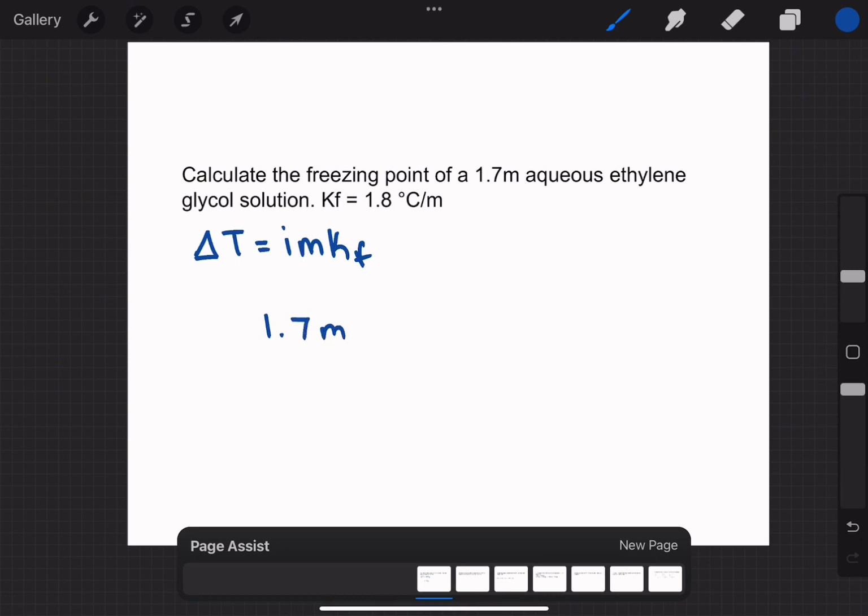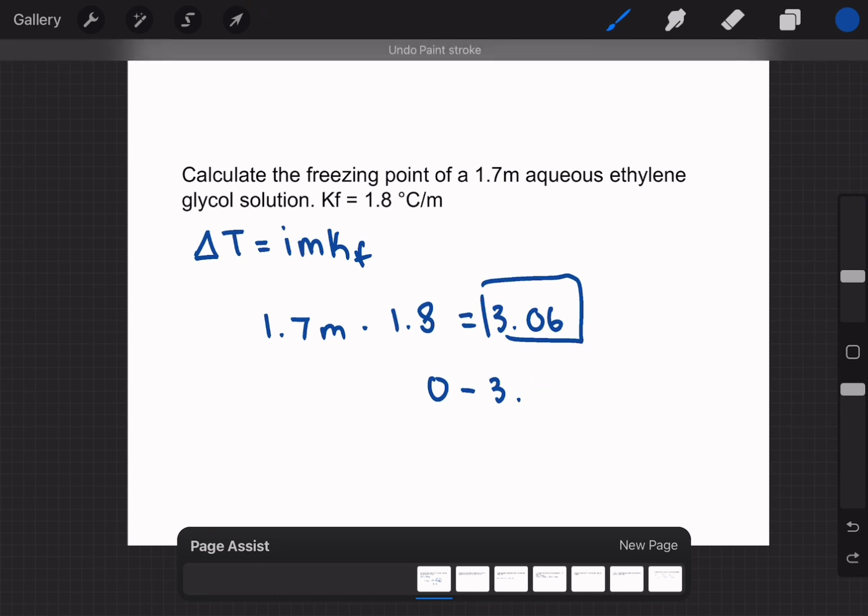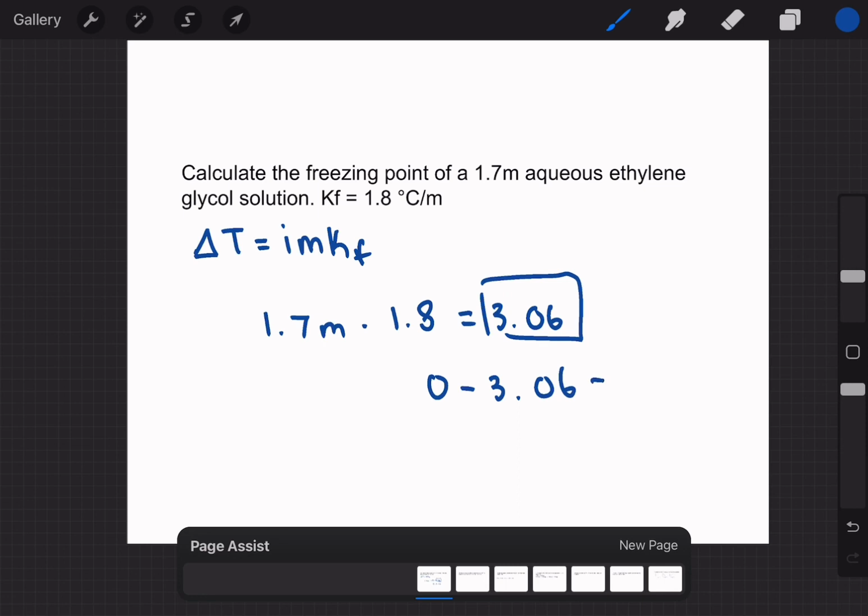Okay then, we're going to be using 1.7 times 1.8, right? And that's just going to basically give you 3.06. You're not quite done yet though. You're then going to subtract 3.06 from 0, so 0 minus 3.06, and that will give you your freezing point of negative 3.06, as you can see as I'm writing it out. Degrees Celsius, of course, don't forget your degree.